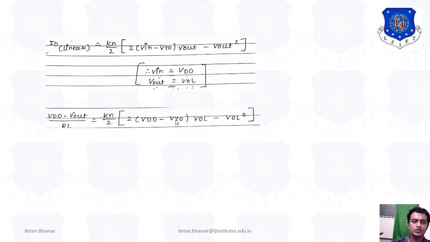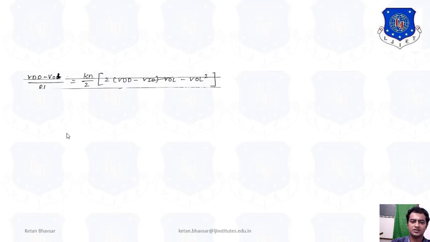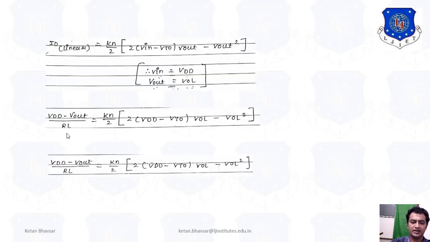ID in the linear region is Kn by 2, where Kn is equal to mu n COX W by L. So Kn by 2 into 2 times V in minus VTO into V out, minus V out square. Here we put V in equal to VDD and V out equal to VOL. So we put the equation here: VDD minus VOL divided by RL is equal to Kn by 2 into 2 times VDD minus VTO into VOL, minus VOL square.